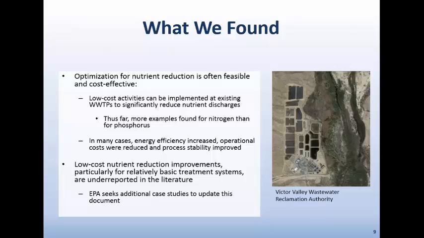And in many cases, we're getting a twofer, actually a threefer, because in addition to reducing nutrients, energy efficiency is increased. We're using less energy and also reducing operational costs and improving process stability. So it's a win-win-win-win here. So low-cost nutrient reduction improvements, particularly for relatively basic treatment systems, are underreported in the literature. We found that. So again, if you have basic treatment systems that you're able to tweak for nutrient reduction, we'd love to hear about that as well.